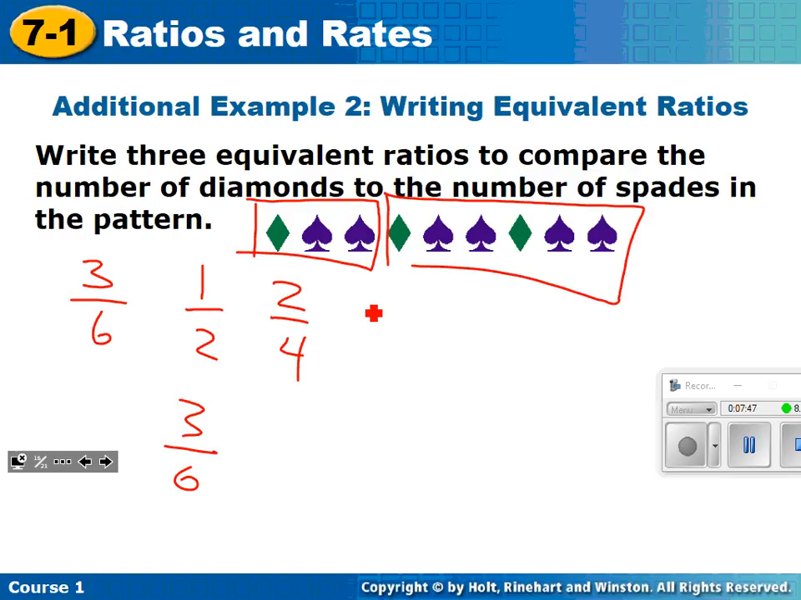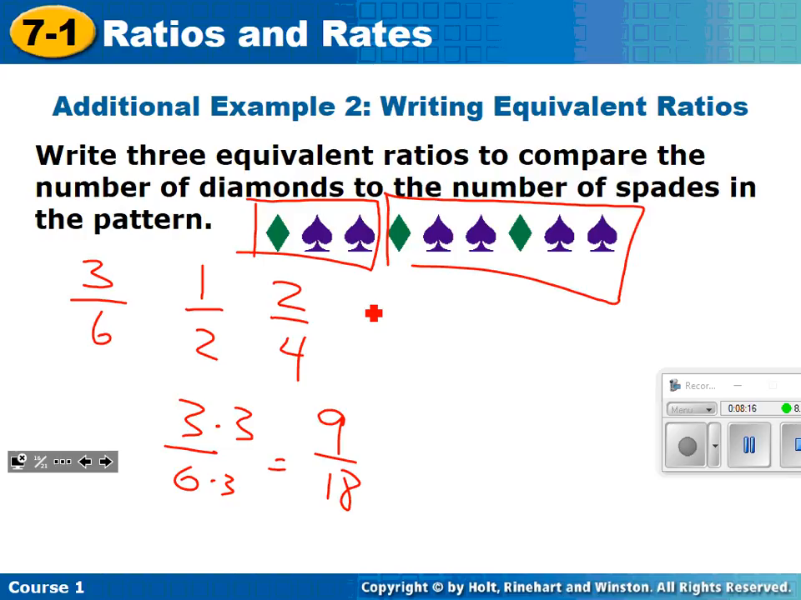Well, I could multiply this by 3 times 3 here, and I would end up with 9 to 18. And if we continued this pattern and ended up with 9 diamonds, we would have 18 spades. You see what I mean? So it's just like equivalent fractions. You multiply the top, multiply the bottom, or you can divide the top and divide the bottom, but you got to do it by the same number.